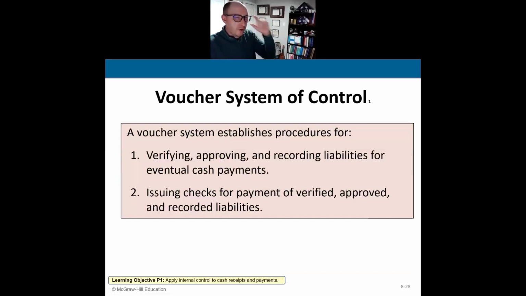We also have what's called a voucher system, typically. The voucher system helps us to verify, approve, and record liabilities for cash payments. And then we issue cash payments verified, approved for those liabilities. Here's what this means. It's like a petty cash fund. Sometimes I'm going to use cash to pay a bill. Why? It's a small amount. Just take care of it. I got to make sure that I track that cash payment through what we call a voucher system. Yep. That's the idea here.